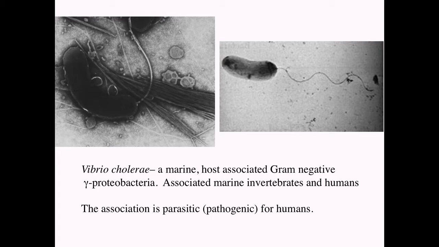But Vibrio cholerae, the bacteria that causes epidemic cholera, is actually normally a brackish or even an oceanic bacterium. It's normally not pathogenic for anything. It lives associated with marine invertebrates, especially copepods, in the environment. It's associated with the egg sacs. So far as I know, it doesn't cause them any disease.